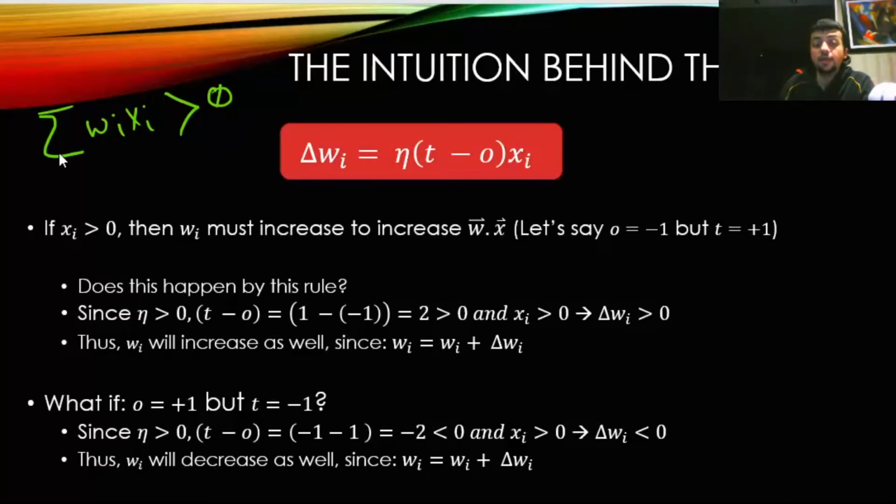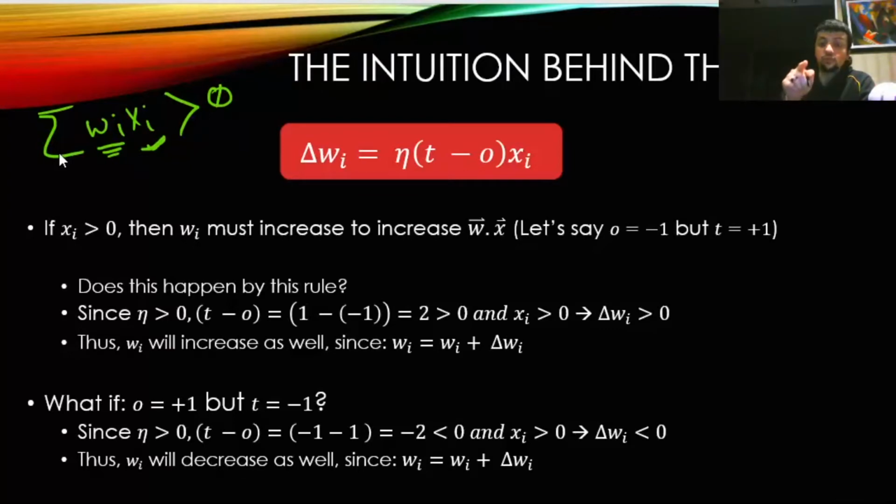Now, if x of i were positive, let's say all of them are positive, then how can we increase this quantity? The only way to do that is to increase the Wi's. Makes sense, right? Because all the x of i are positive. So how can I increase Wixi when all the xi's are positive? You have to increase every Wi. You have to increase them so that the whole thing would become positive.